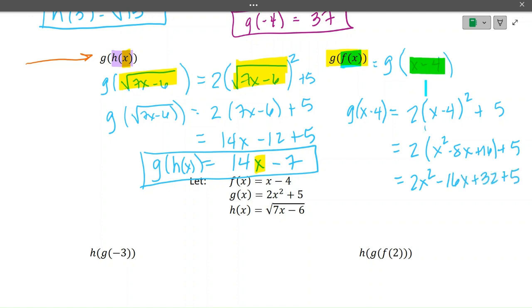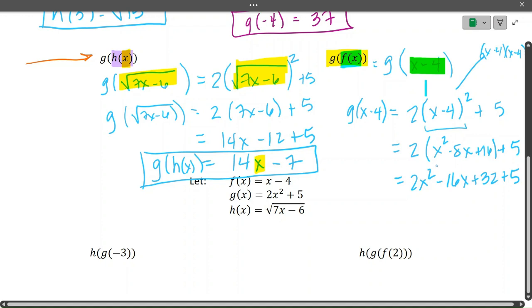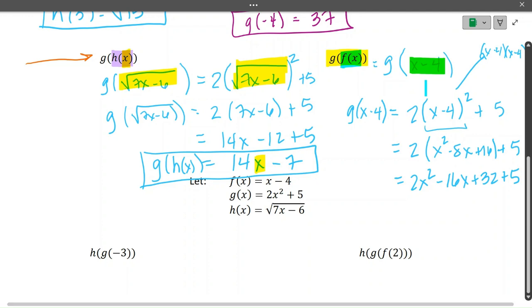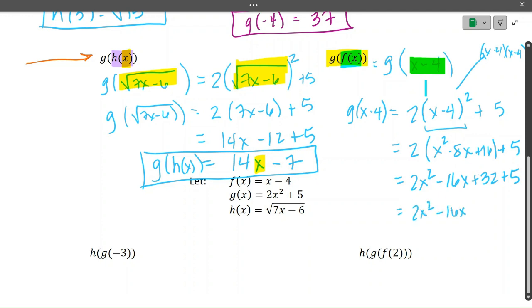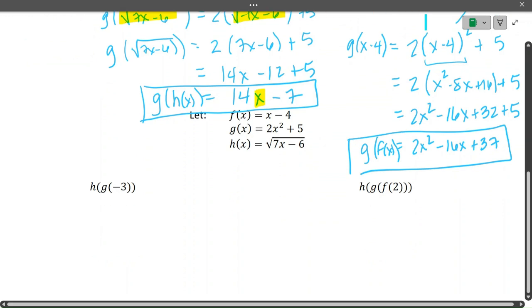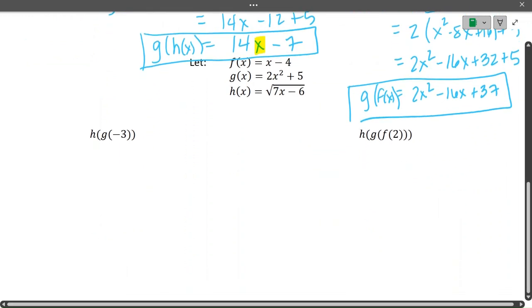Okay, so I FOILed this because that's really x minus 4 times x minus 4, which gives us what's in parentheses here. Then I distributed my 2 throughout, and now I'm just going to simplify. Okay, so again, I'm rewriting this as g of f of x because this is what the composite of those two functions looks like.